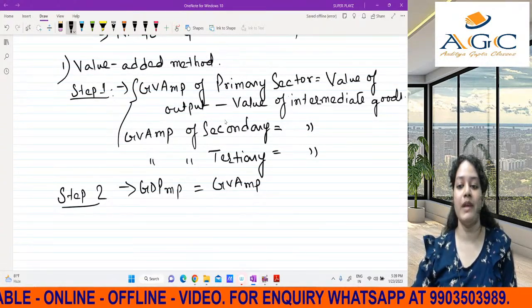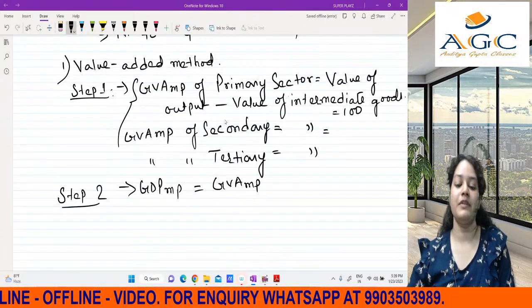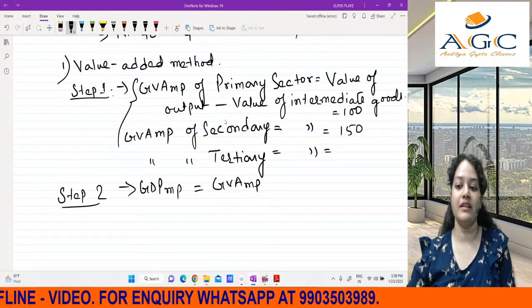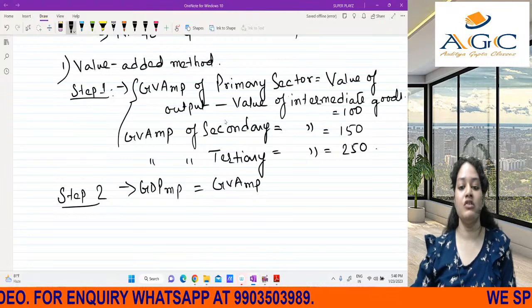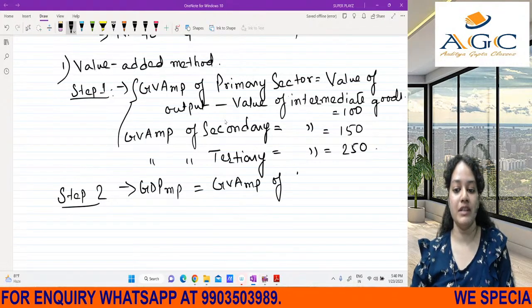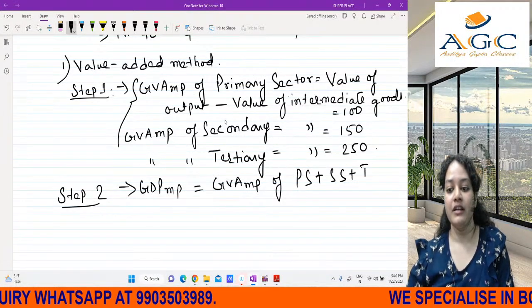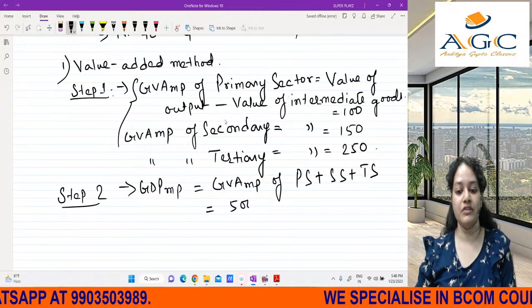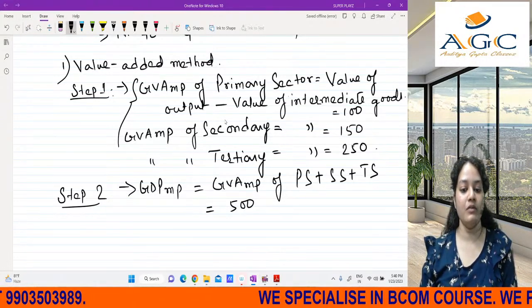Suppose the GVAMP of primary sector is rupees 100, of secondary sector is rupees 150, of tertiary sector is rupees 250. Clear? So GVAMPs of all the three sectors, after adding them, what would be the value? It would be rupees 500, right? So you got your GDP-MP now.